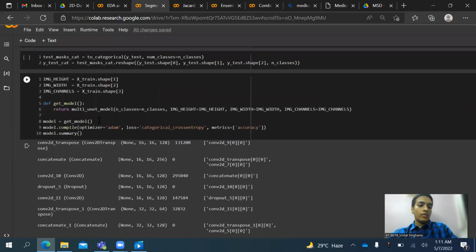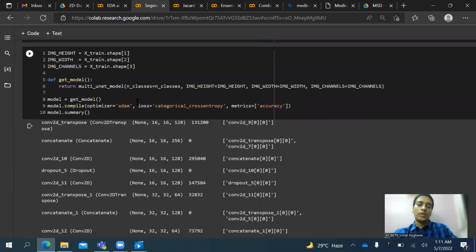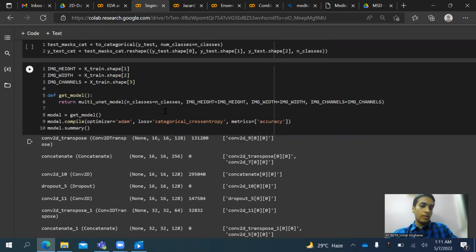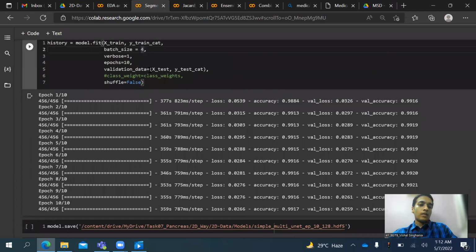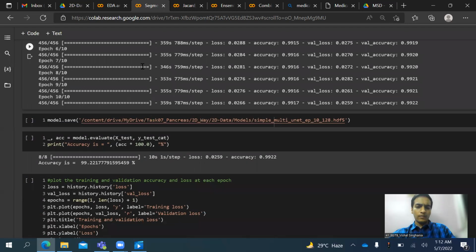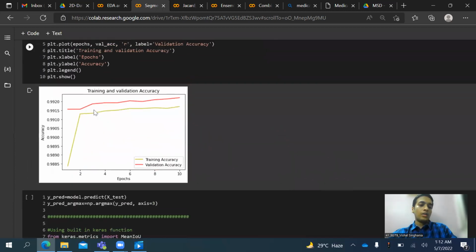And after that, this is the part where we are initializing the loss function and the metric and the optimizer. The optimizer is the Adam optimizer, and the loss function is categorical cross entropy for the simple multi-unit model. And we ran the model for a batch size of 4 and 10 epochs. So after that, we got an accuracy of 99.17%. But this shows us that the model was quite overfitting because the mean IOU for this particular use case was quite low. And also the graph is not converging.